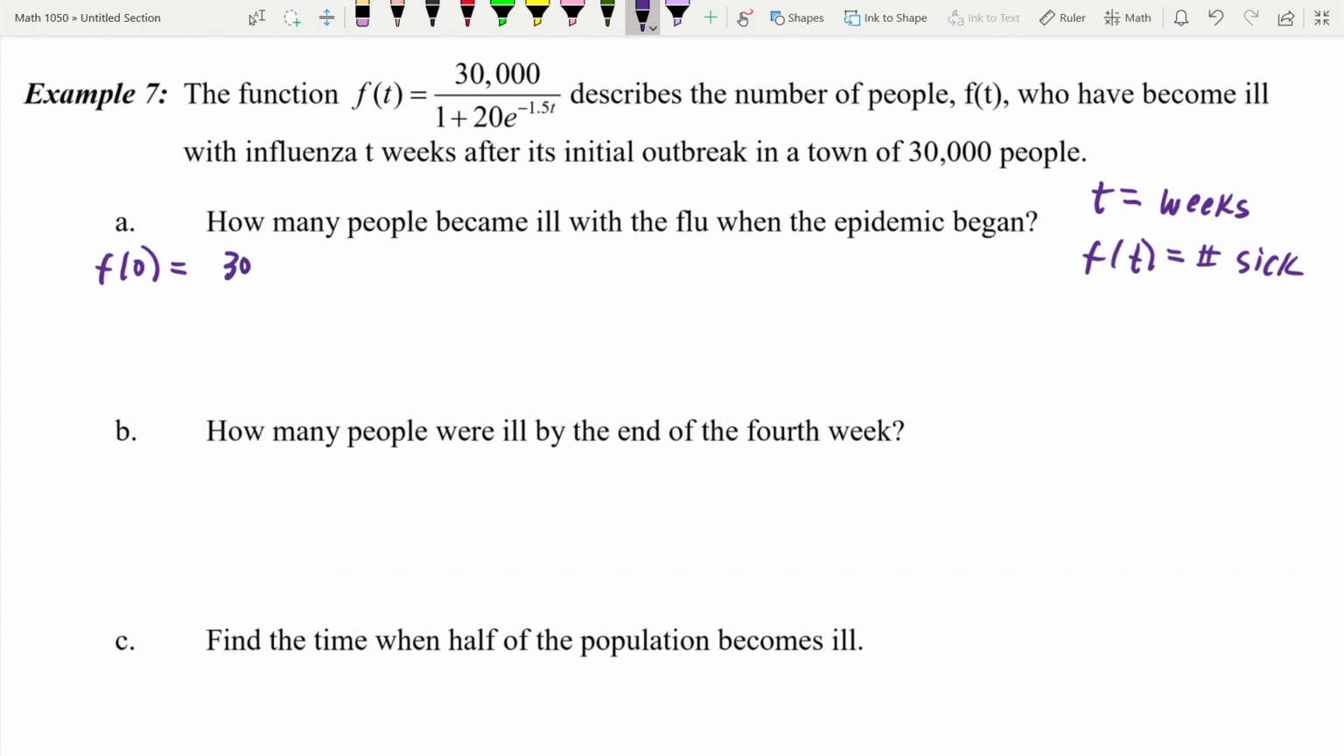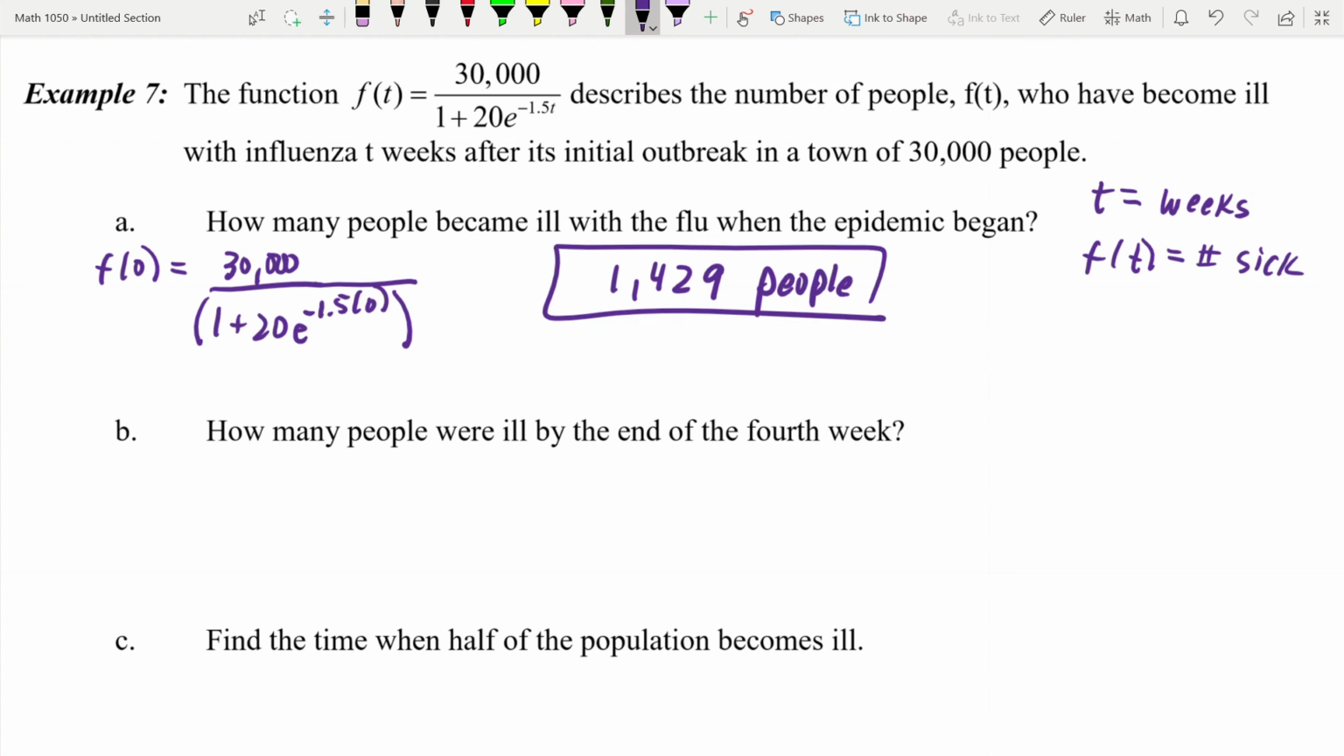Okay, so it's going to be 30,000 divided by 1 plus 20 e to the negative 1.5 times 0. Okay, I want you to grab your pencils and put parentheses around the bottom, because when you put this in your calculator, you have to tell the calculator both of those things are on the bottom. So everybody go 30,000 divided by parenthesis 1 plus 20 e to the negative 1.5 times 0, close it off, hit enter, and we're going to round these to the nearest whole, all of them, because it's people, so it's 1,429 people.